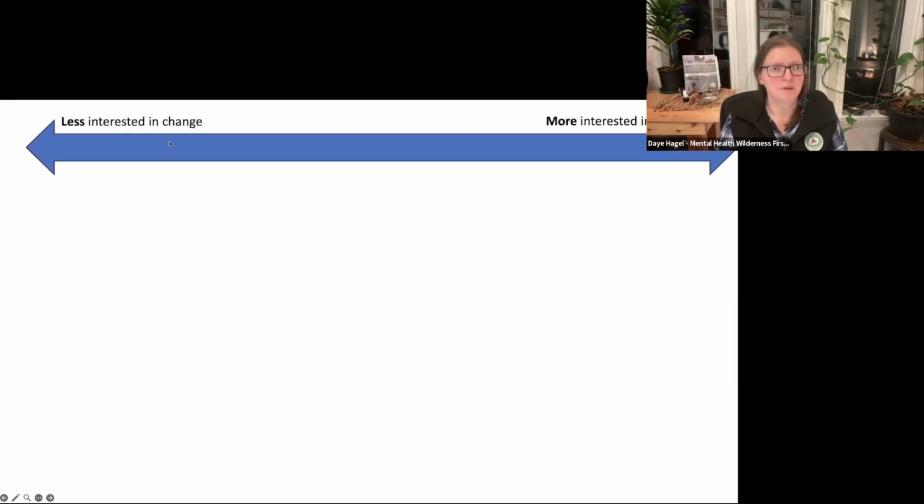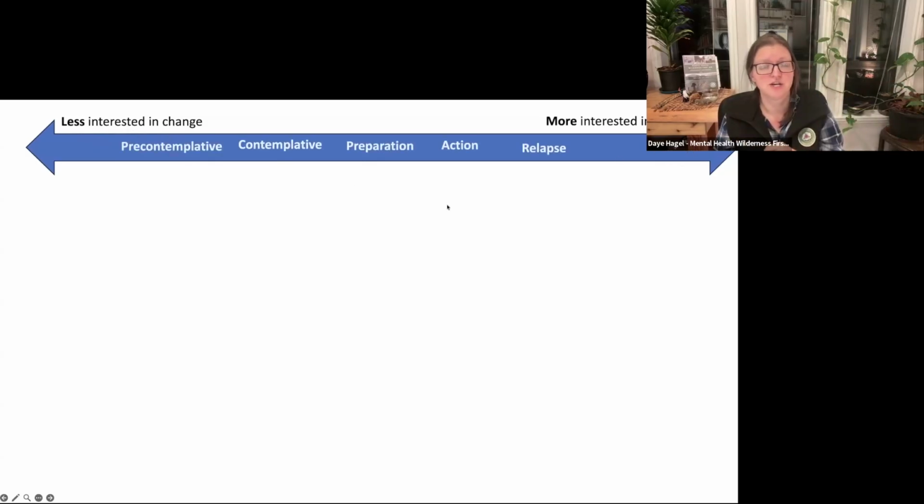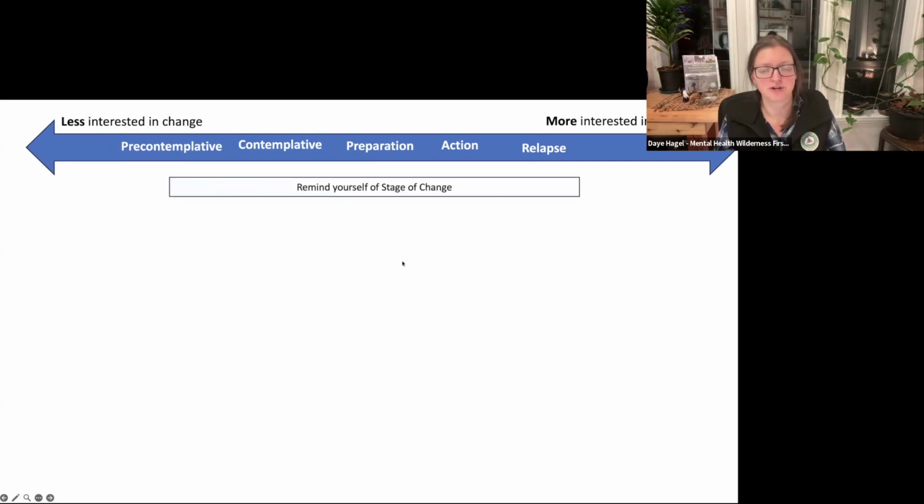If it seems overly complex, let's just look at it like this. This is going to be the same graph rotated. There's a bit of a continuum here between people who are less interested in change and people who are more interested in change. I've summarized the stages along the top here. Relapse is kind of a funny category, but let's say less interested in change starts at pre-contemplative, and then moving up towards action, you're interested in change.